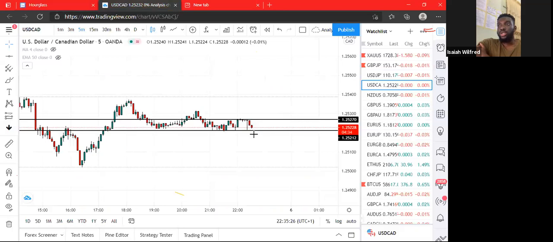So that's to say, okay, you see, it almost came to this zone and it has already started rejecting. So something like this, I would have just said, okay, once you find price around 212, so price is coming around 212, I take it for a buy.